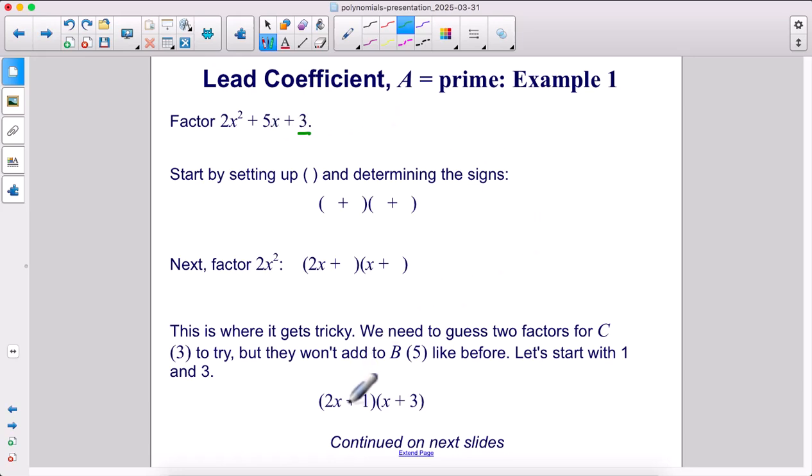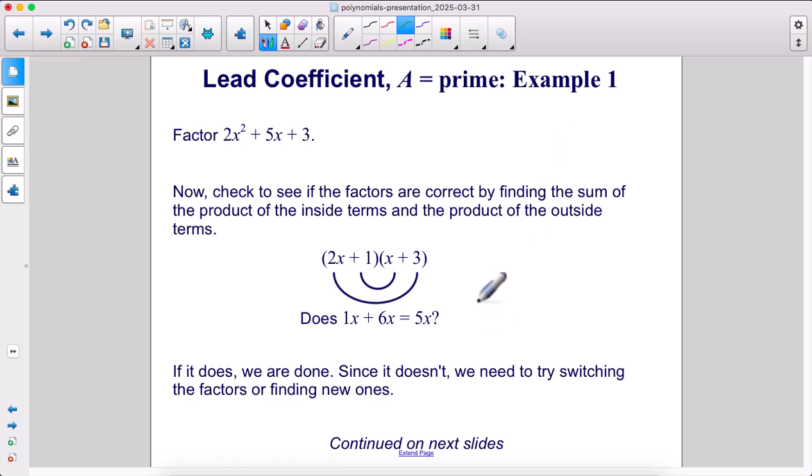Let's start with 1 and 3. Now, check to see if the factors are correct by finding the sum of the product of the inside terms and the product of the outside terms. So we do FOIL to see if we're right. So 2x times x is 2x squared plus 2x times 3, which is 6x, plus 1 times x, which is x, plus 3. Does 6x plus x equal 5x? If it does, then we're done. We guessed correctly. However, it doesn't.